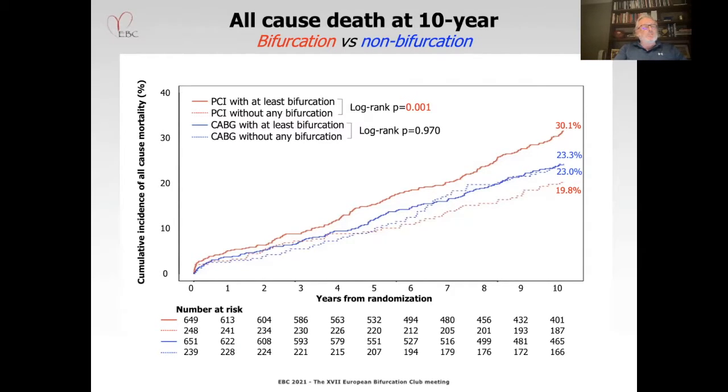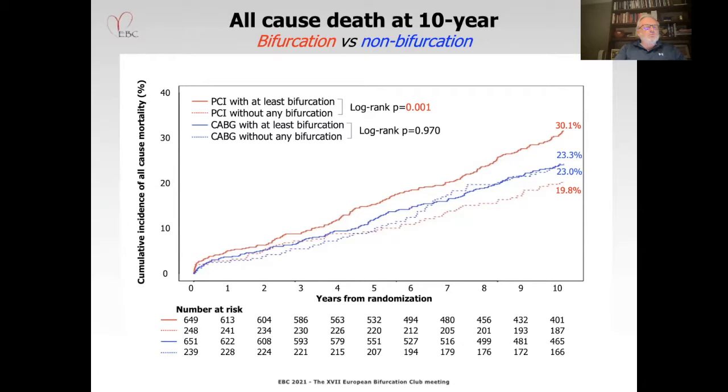Surprise, surprise, the winner with the lowest mortality, 19.8%, is the PCI group without bifurcation. The worst outcome, the solid red line with a mortality of 30.1%, is for the PCI group with at least one bifurcation, which is significantly different from the PCI group without bifurcation that had a mortality of 19.8%.